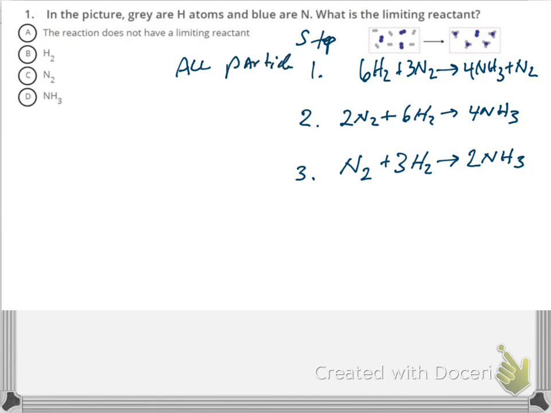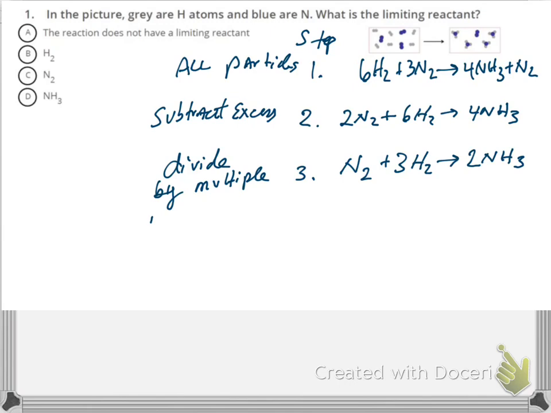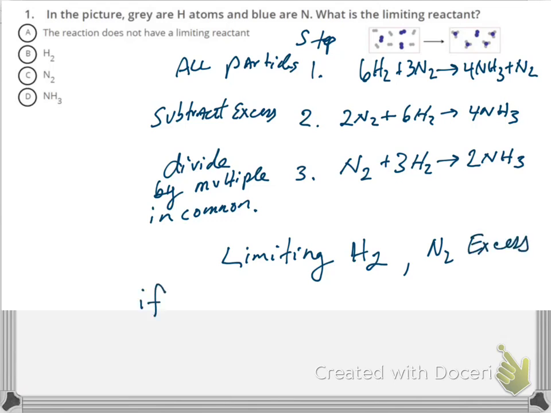So we show that here. We account for all the particles, we subtract the excess from both sides, and then we divide by the multiple. And that gives us our balanced reaction. And now we say, well, was there a species that was present as a reactant but was fully consumed? And if we had more of it, we would make more product, right?